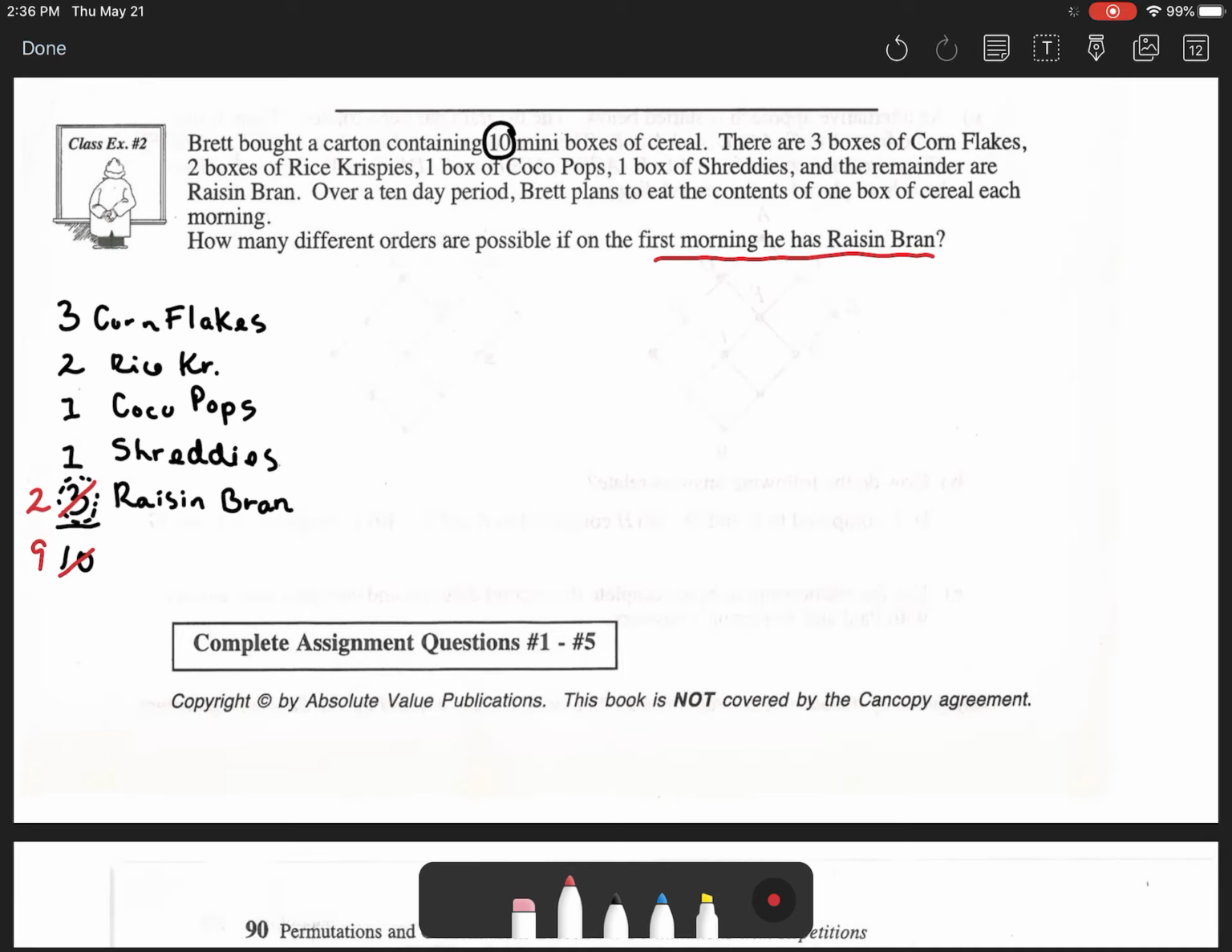I basically take that box of Raisin Bran out. It does not affect the calculation because it's going to happen. I'm really only concerned now with the 9 remaining mornings and the 9 remaining boxes of cereal because I know he's having Raisin Bran in the morning.